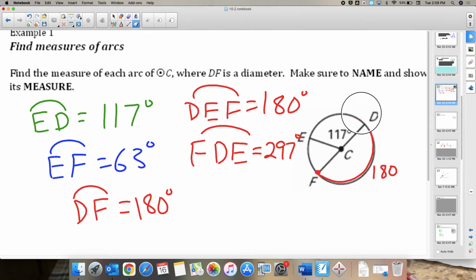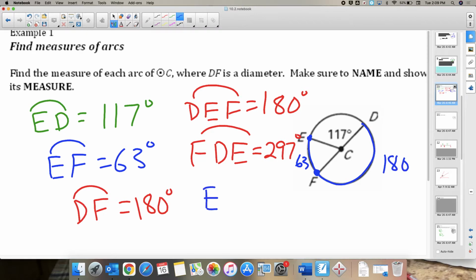Now we can come around the other way also. We could look at arc EF, which we had already said was 63 degrees, and then come around to D. So add the 180 to that. So we got arc EFD will be 243 degrees. All right, so those are some of the different arcs we had in that picture.